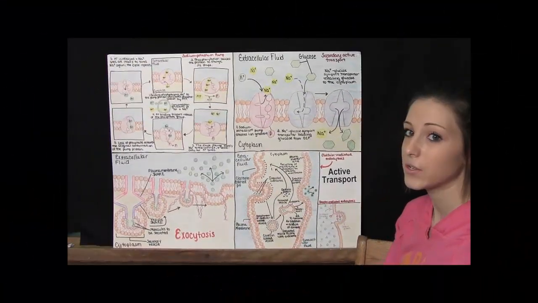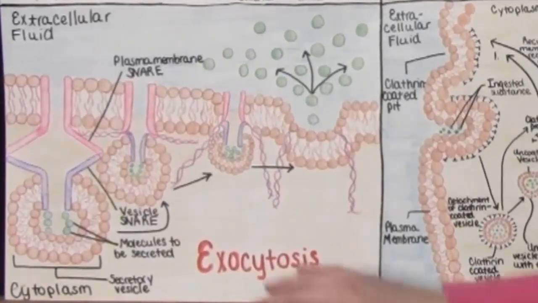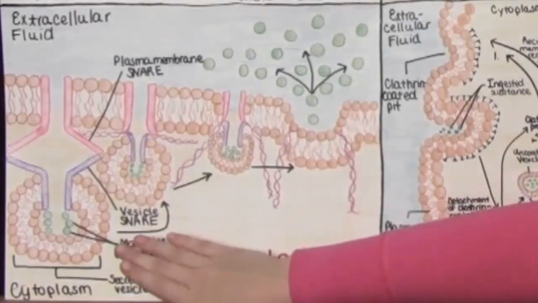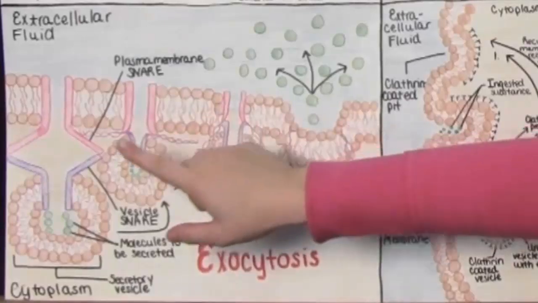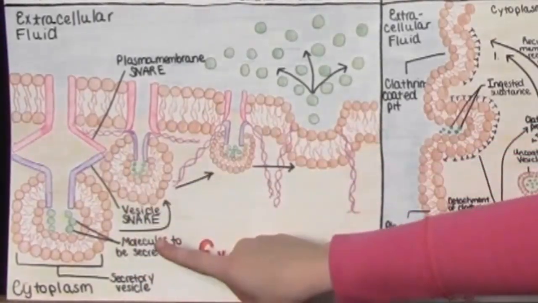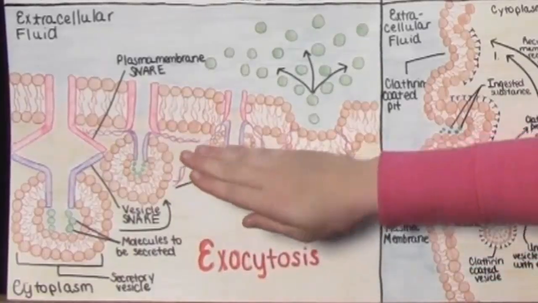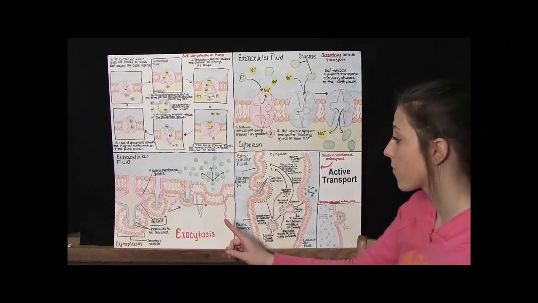The third type is exocytosis, and this is when a cell gets rid of a substance. The substance that is in the cell is contained in a vesicle, and the vesicle migrates to the plasma membrane. V-SNAREs for vesicle SNAREs and T-SNAREs for target SNAREs bind together at the plasma membrane and corkscrew together, thus releasing the substance out of the cell.